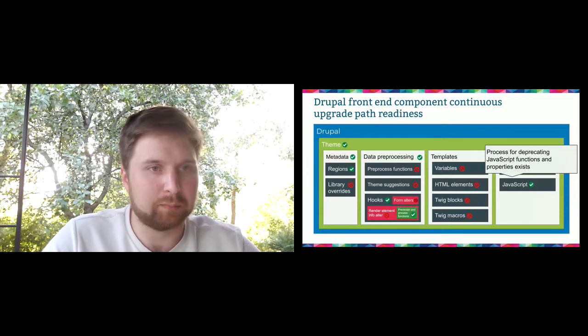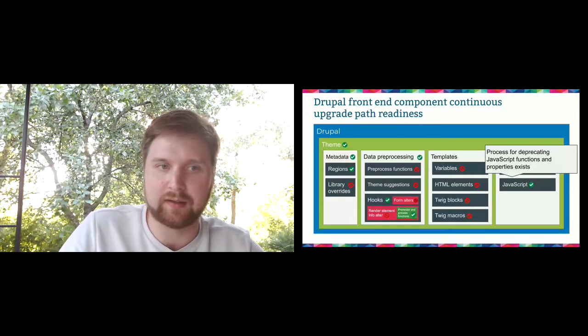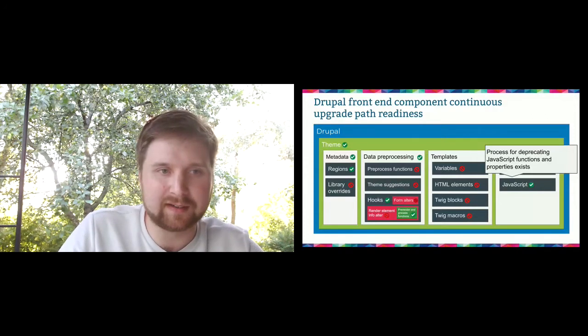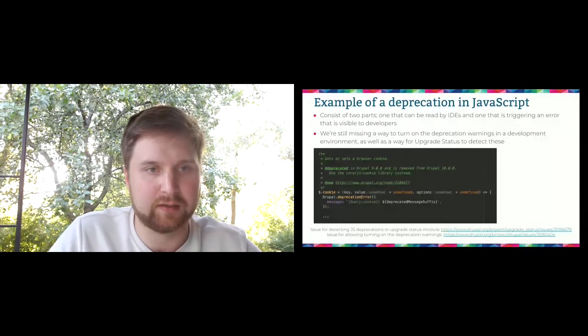So we're still missing a way to turn the deprecation warnings on in browsers, and also we're missing tooling in the upgrade status module for detecting these. So if you are interested in working on either of these parts, there are issues at the bottom of the slide.